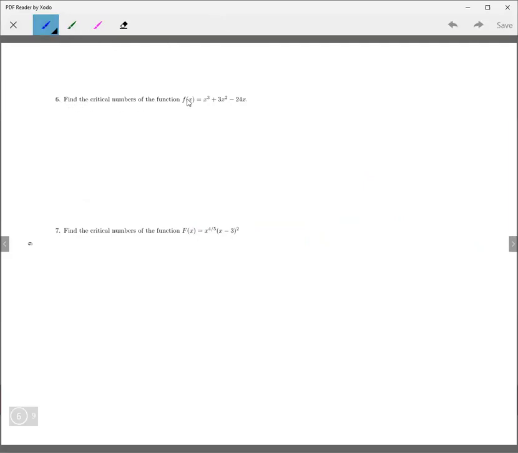Okay, number 6, find the critical numbers of this function. Okay, so remember, critical numbers means that the derivative is 0 or the derivative does not exist. Okay, this is a polynomial, so derivatives exist everywhere, so that's not going to happen here. So we just need to find where the derivative is 0. There's this new game that you guys are going to be playing a lot, which is take the derivative and set it equal to 0.